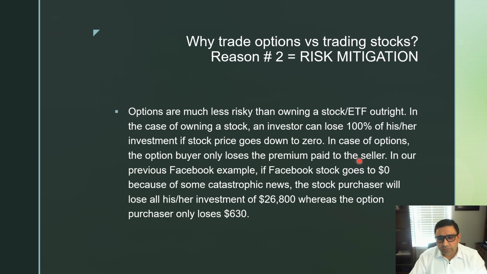So let's go back to our example in the previous slide about Facebook. If Facebook stock goes down to zero and you had purchased 100 shares at $26,800, you lose all of your investment. That's a 100% loss, and that risk is always going to be there with any individual stock. But if you only bought one option contract that costs you only $630, then all you're going to lose is $630. That's a very small amount as compared to buying the 100 shares. And so it's always less risky to buy options as compared to individual stocks, but they let you control 100 shares as if you were owning 100 shares.